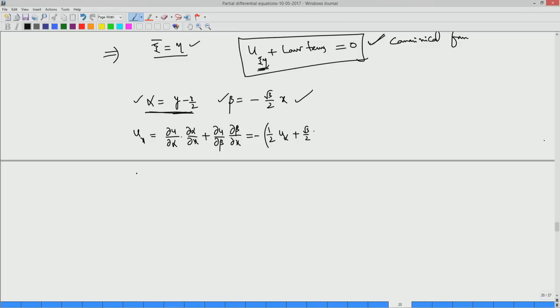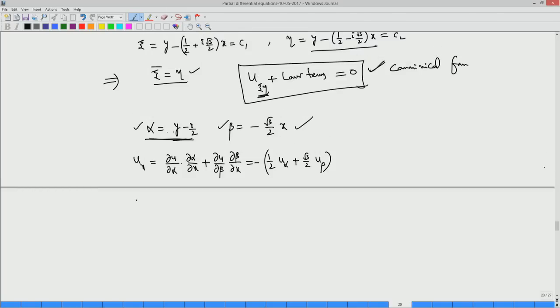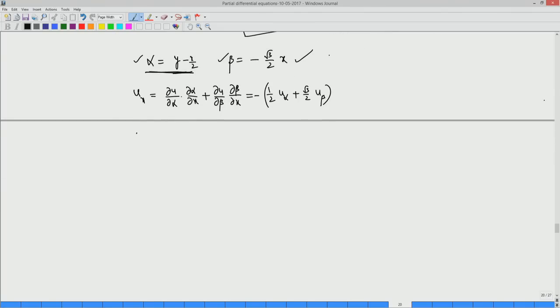Maybe you can expect calculations will be simpler if you choose minus root 3 by 2, because you see minus in both places, so I can take it out. So you can choose. I have chosen alpha and beta as the real and imaginary parts of xi. You can also choose the real and imaginary parts of eta, there is no issue. So this is what is my ux.